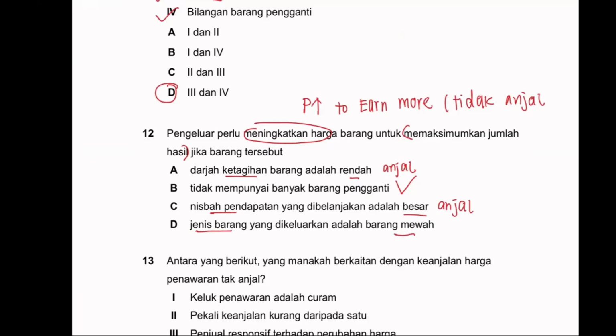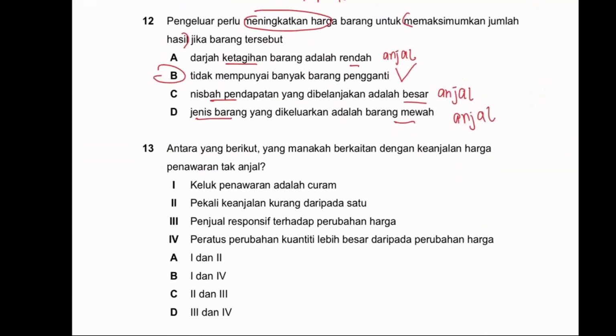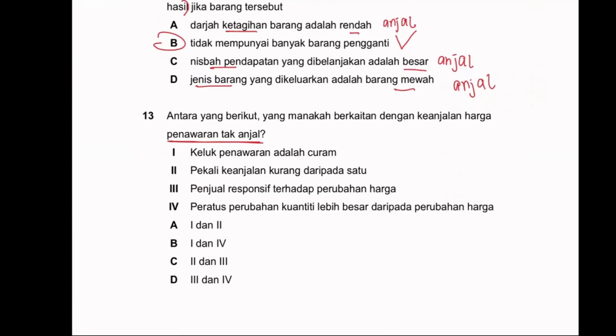Jenis barang dikeluarkan, barang mewah. No, barang mewah is anjal. So your answer is B. Next. Stop me if you don't understand, okay? Antara berikut yang mana berkaitan dengan keanjalan penawaran? This time is penawaran, tidak anjal. Tidak anjal should be curam or lantai. Cannot remember, you draw. Should be curam one. Tidak anjal kurang daripada satu, correct. Responsive? No. Tidak anjal. Responsive means anjal. Peratus quantity melebihi harga. Change in quantity more than change in price. This is anjal. Yes, should be kecil.